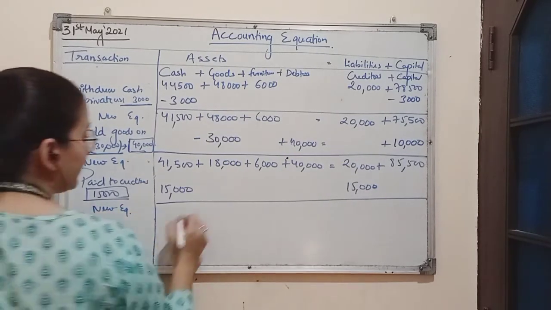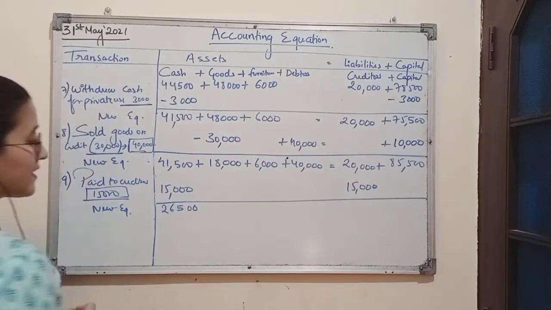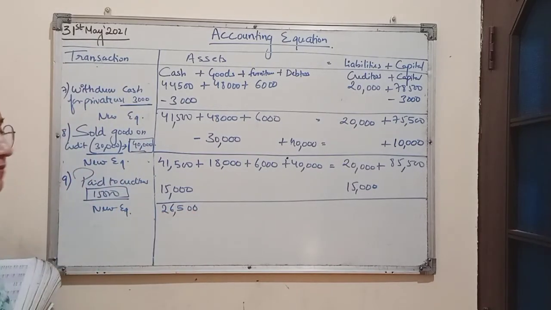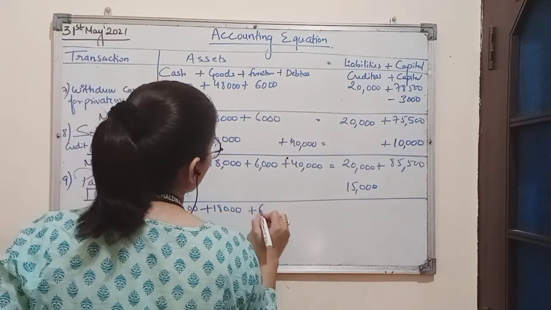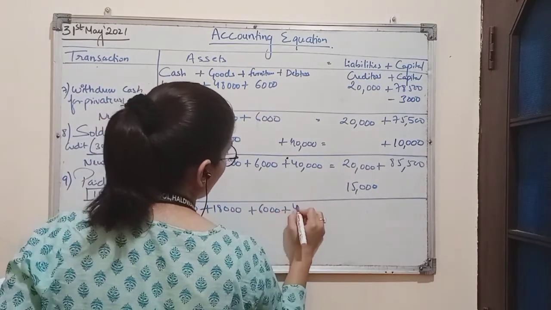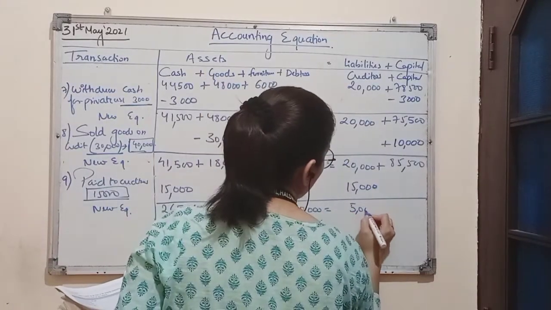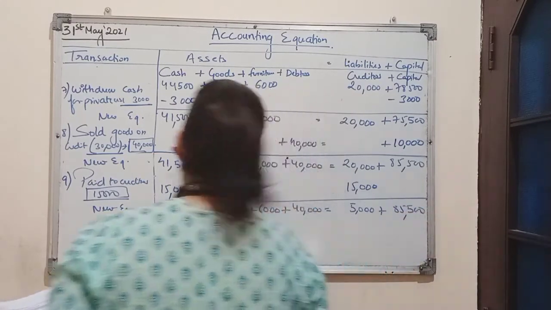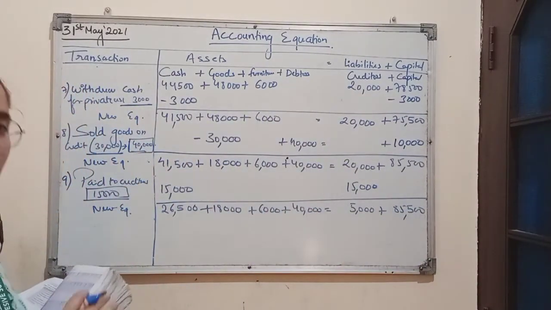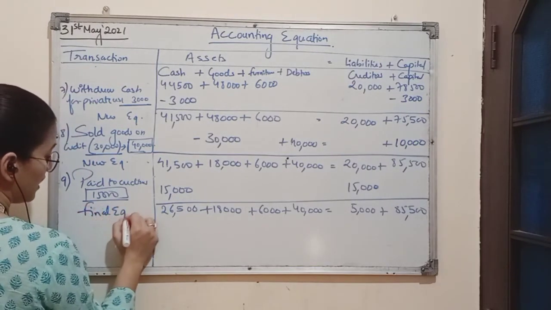The equation will be 26,500 as the balance of cash, 18,000 balance of goods, 6,000 balance of furniture, 40,000 balance of debtors, 5,000 remaining balance of creditors, and 85,500 remaining balance of capital. So this will be our final equation.